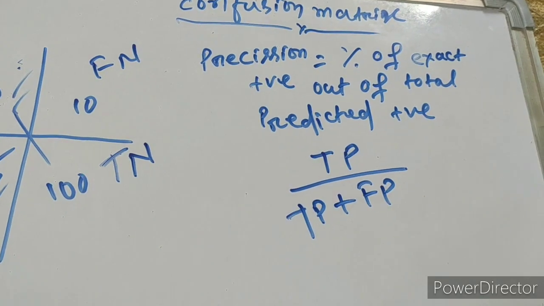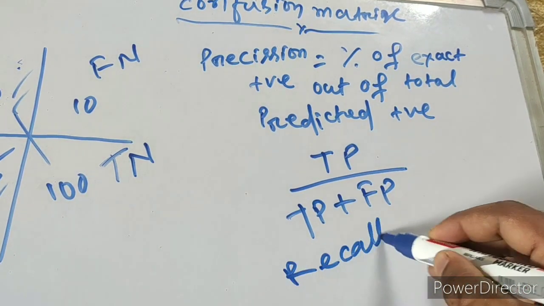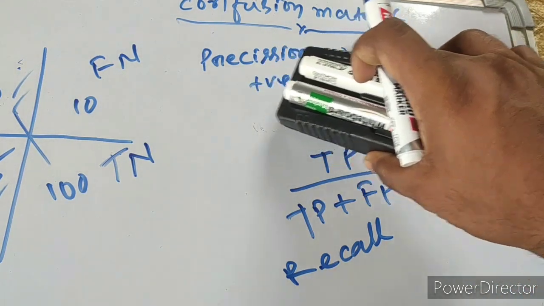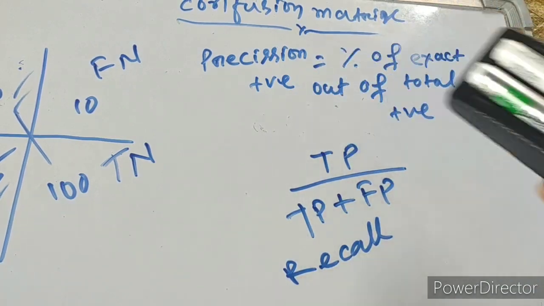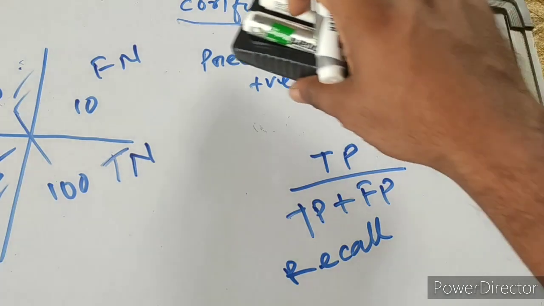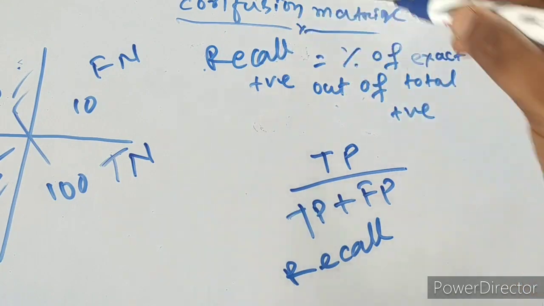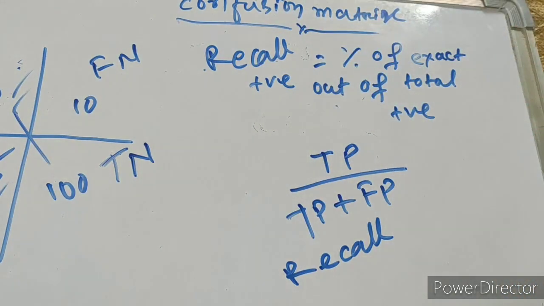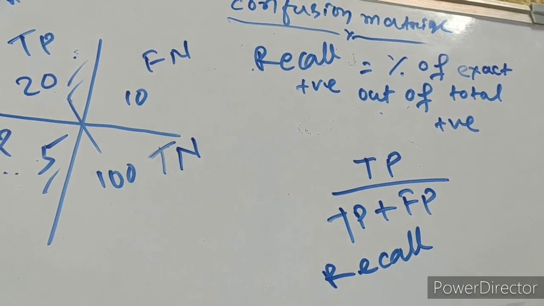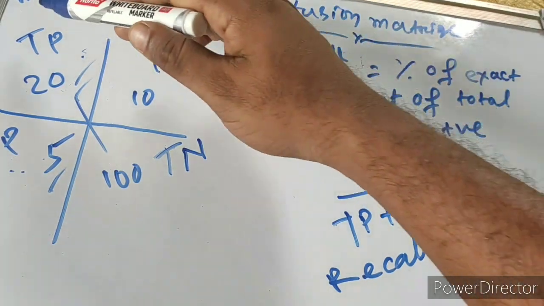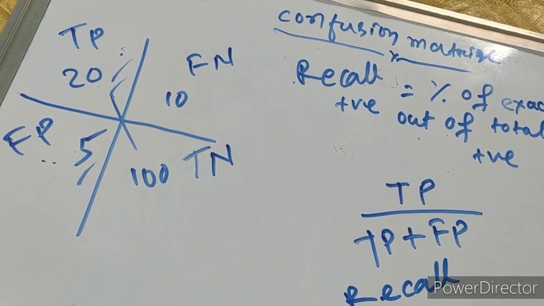Now let's understand what recall is. Here, in place of predicted, we need to consider total positive, so remove this word predicted. Now the formula turns into recall: the percentage of exact positives out of total positives. What is our total positive? Total positive is actual positive.